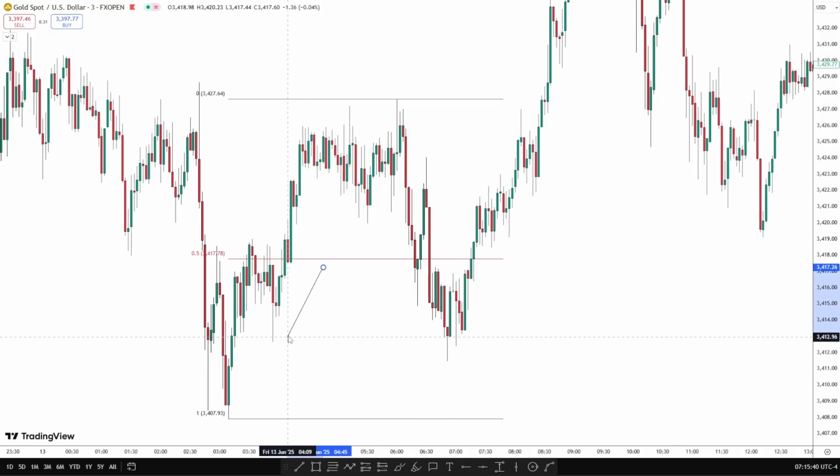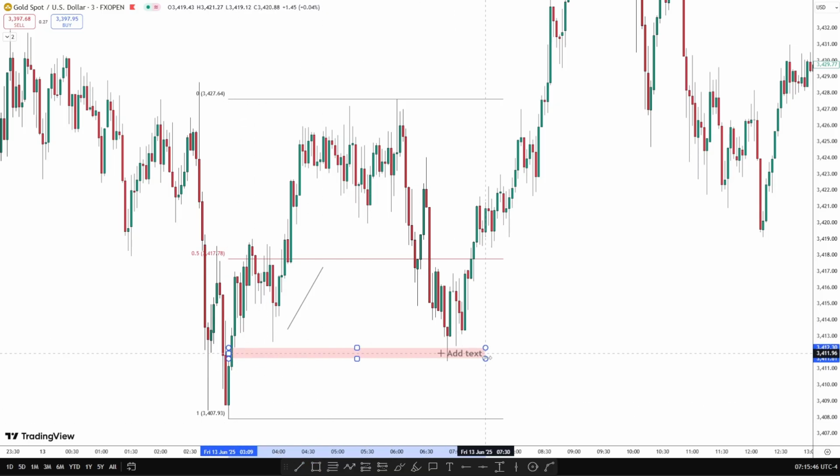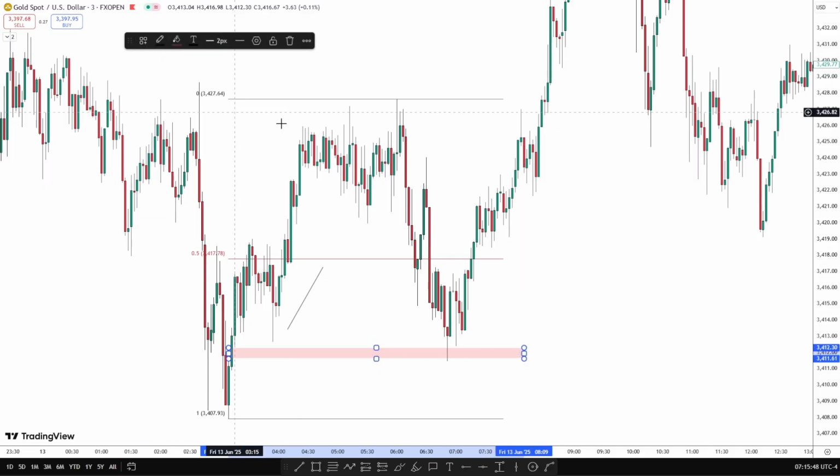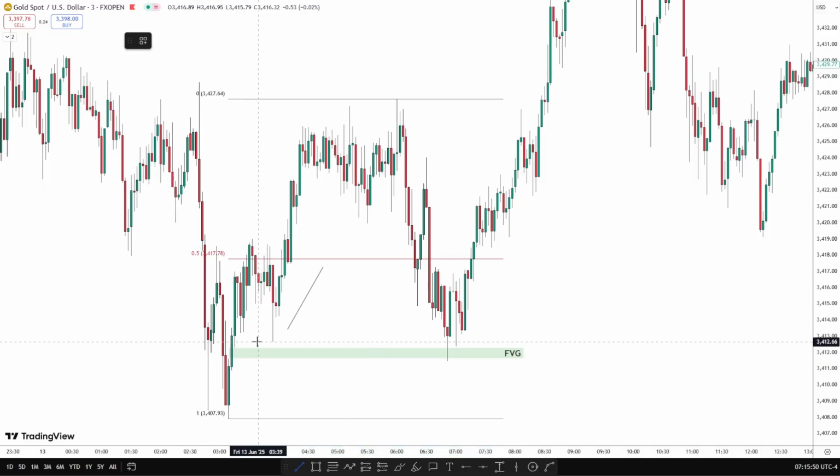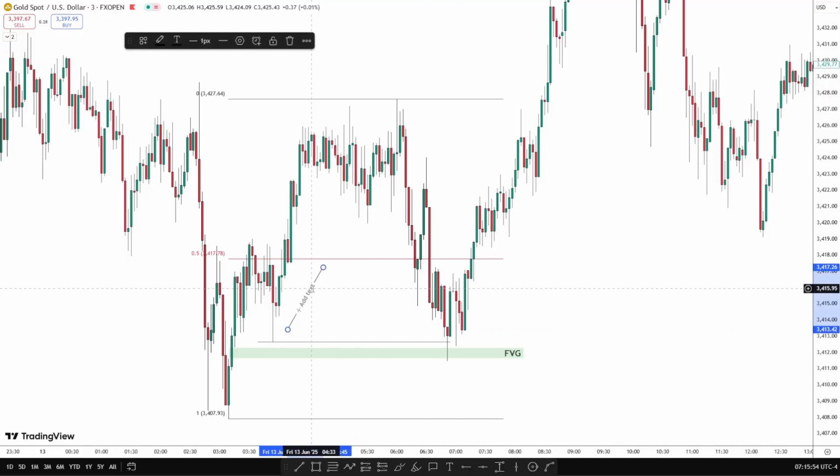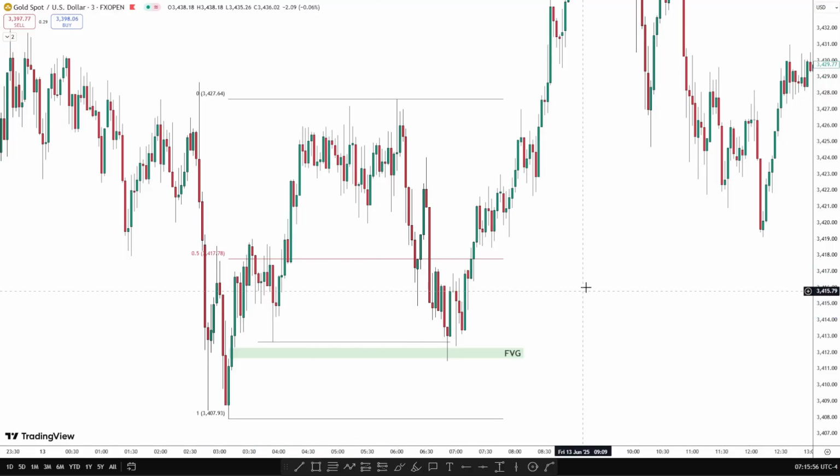After price came and swept out this low resistance liquidity, it also rebalanced to, it also tapped into a fair value gap. Absolutely perfect. And it swept an external low. So after seeing this, the model is now complete on the lower time frame. So now we can look for our next draws.